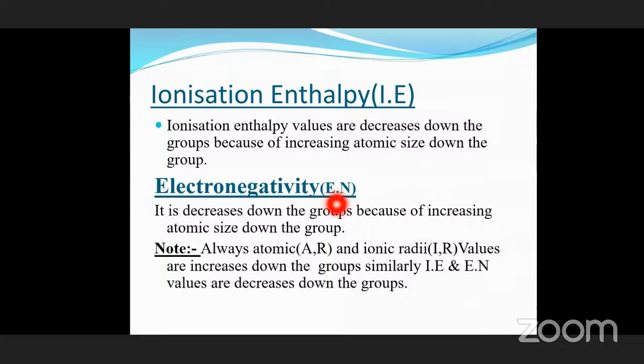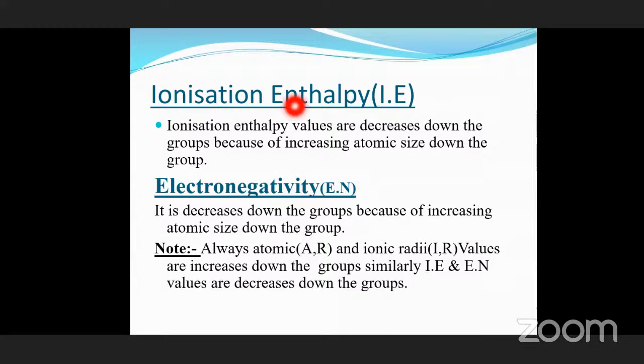Electronegativity, which is represented by EN symbol. What is the meaning of electronegativity? Electronegativity is nothing but one type of ability, the ability to attract the electron from a shared pair. That is called electronegativity. Okay, here it decreases down the groups because of increasing atomic size down the groups. The only common reason is atomic size. By increasing atomic size, the electronegativity decreases down the group.